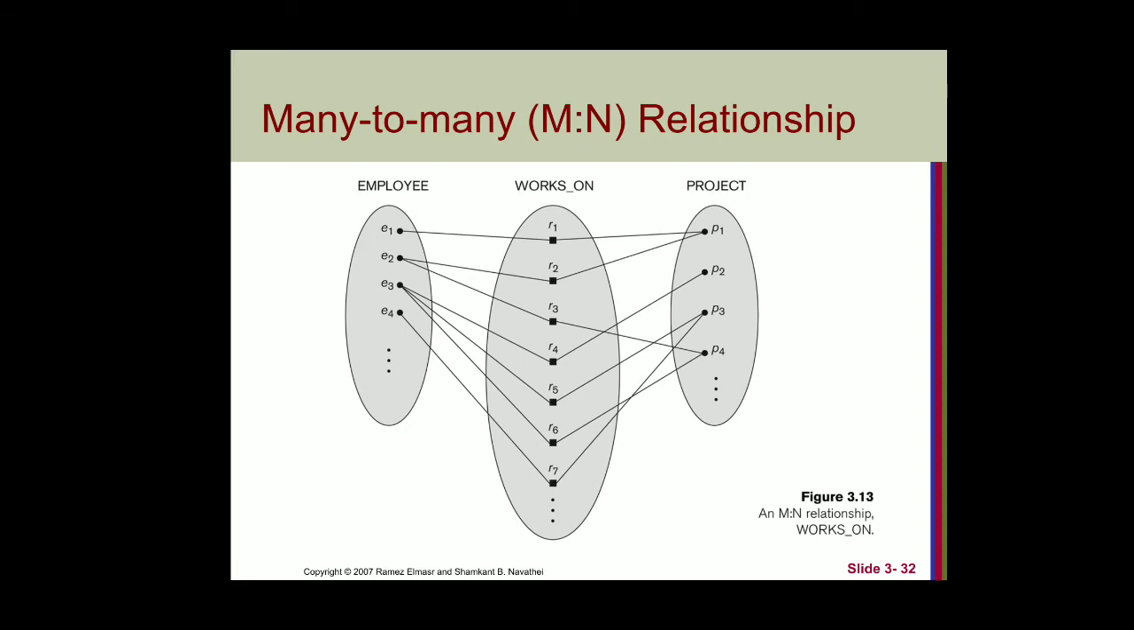Then we have M to N. Here employee E1 works on project P1, and employee E2 works on project P1 again. What does this mean? M to N means any number of employees can work on any number of projects. Employee E1 can work on projects P1, P2, P3, P4, and in project P1 we can have any number of employees. So here we don't have any restriction on participation. So it is known as M to N: any number of employees can work on any number of projects.